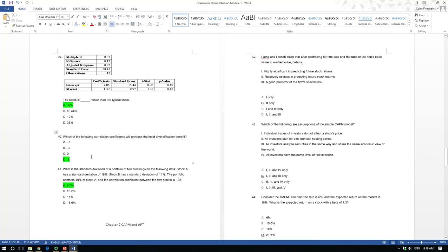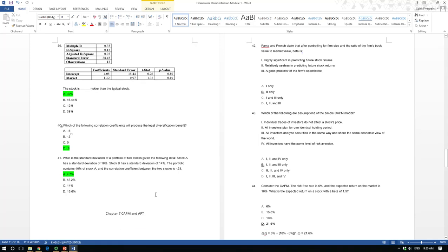We are almost there. Number 40. Which of the following correlation coefficients will produce the least diversification effect? Least. Well, you look at a correlation coefficient and you know that the lower the value, the better the diversification effect. Ideally negative, but even when it's positive, it still generates a diversification effect, just not that much. So here the answer is D. This is the highest value for the correlation coefficient, therefore the diversification effect would be the lowest one.